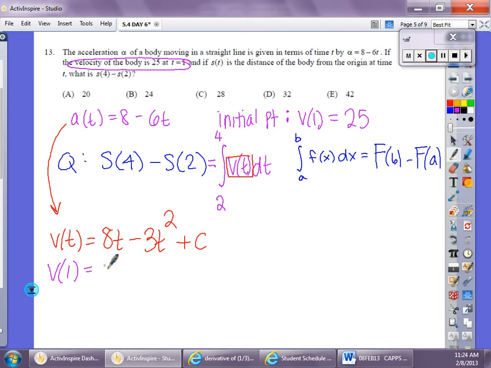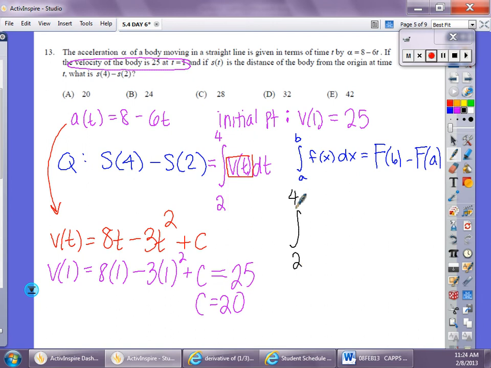Substitute it in. Math is a lot of substitutions. That's pretty much all it is. And v of 1 is the same as how much? 25. You see how I write my initial point? I write it in notation so that I can use it in notation. So I get that c is 20. So now that I know c, how is that helpful? Because now I have the actual function exactly. So now, 20. Just kidding. That is 20. All right.